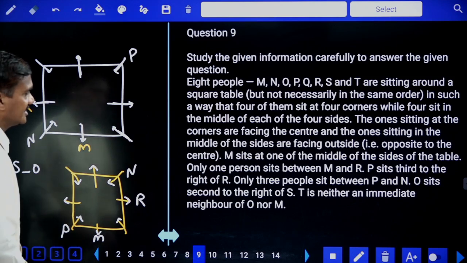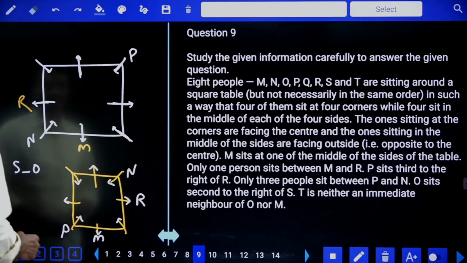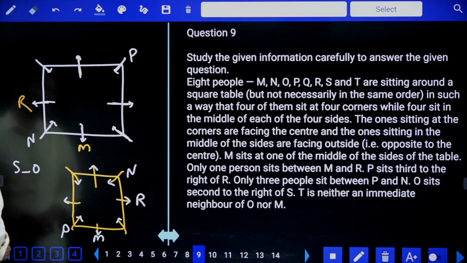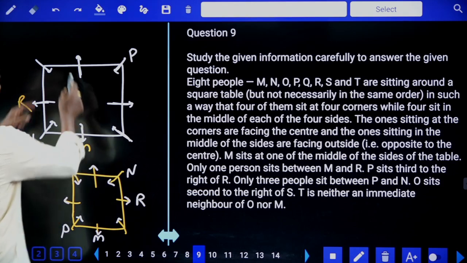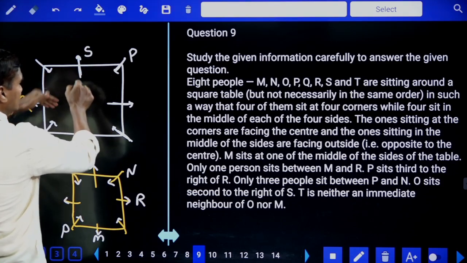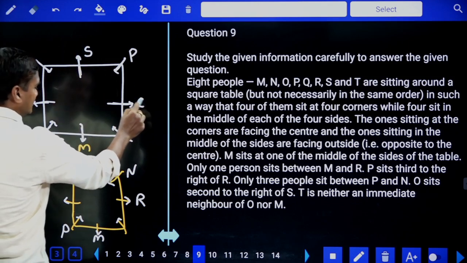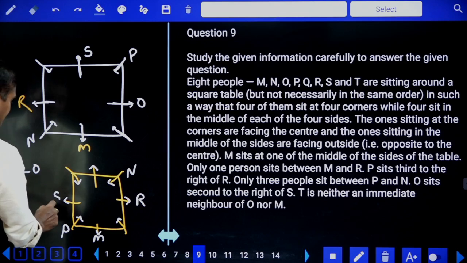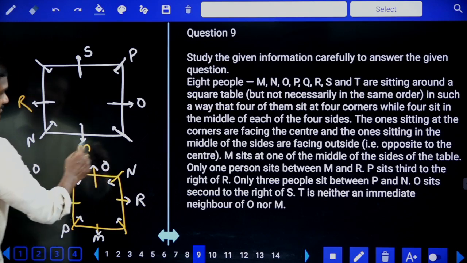And T is neither an immediate neighbor of O and M. T is neither an immediate neighbor of O and M అన్నారు. Then P sits out to the right of R, 3 people. O sits second to the right of S. ఈ రెండు ప్లేసెస్లో O sits second to the right of S కాబట్టి S must be here because this person is away, hence O is here. Now S is here. Now O sits second to the right of S.